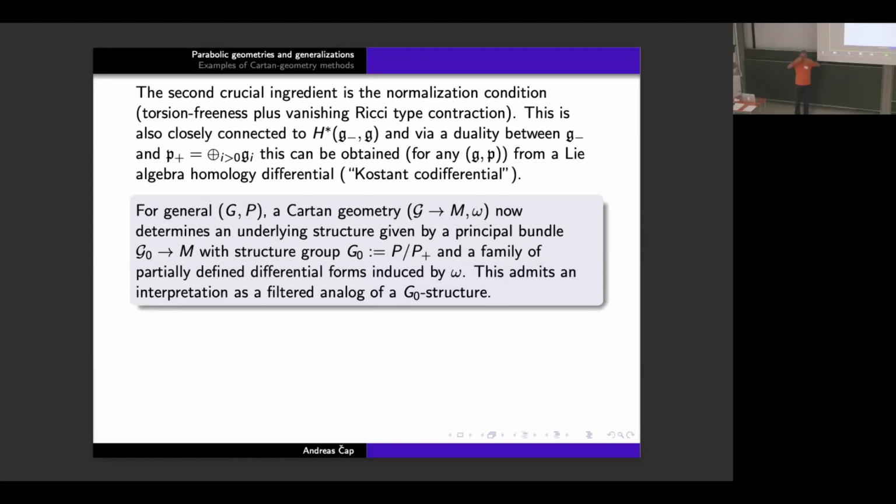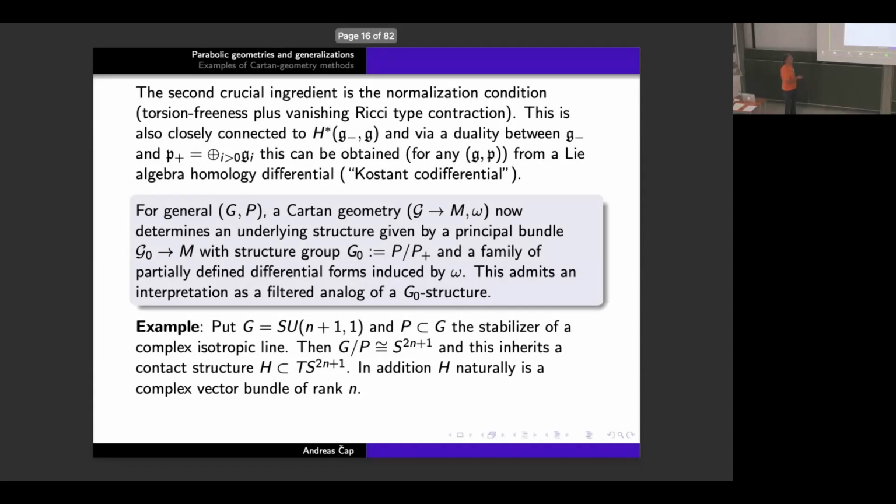So you have subbundles, you have prescribed non-integrability properties of these subbundles. And then such a thing has a canonical frame bundle, and you can look at reductions of structure group of this canonical frame bundle. This is what I mean by a filtered analog of a G structure. And we certainly don't need the details here. But let us start with a very nice example.